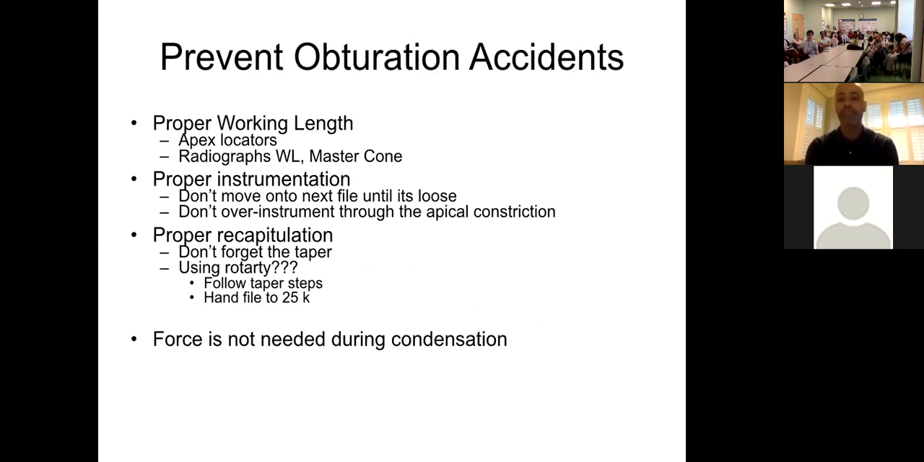So I went back to how to prevent this. Apex locator, apex locator, apex locator. It's about 92% accurate, okay? Take a dry paper point, put it in your root canal, and then put your file in, hook it on. That's going to give you the most accurate reading, all right?